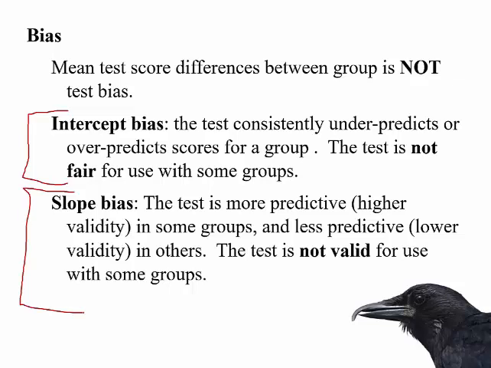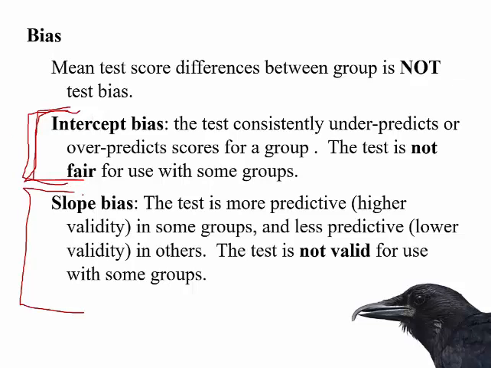So we could give a measure of social interaction to people and see. Intercept bias might be that for one group, the same level of social interaction might predict higher psychological adjustment, and for another group, the same level of social interaction predicts lower psychological adjustment. So that would be intercept bias, and in this case it is not really showing a problem with the test.